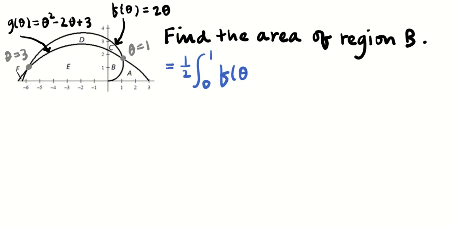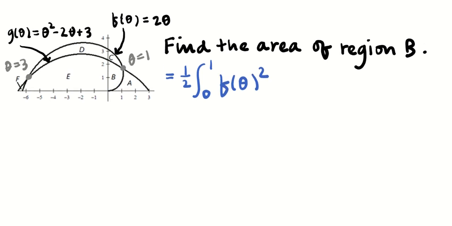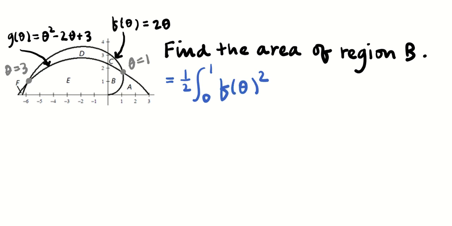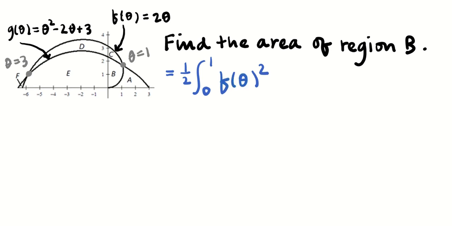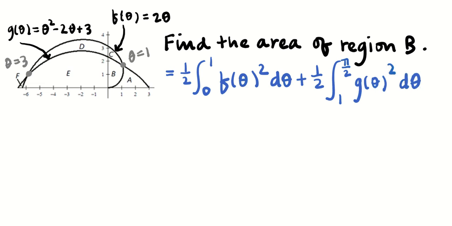So f of theta squared, d theta, plus, okay, after that, it picks up on that curve, and that's g. So I'm going to say the integral from 1 up to the y-axis, we know that's pi over 2, of g of theta squared d theta. And that's how I would find the area of region B.